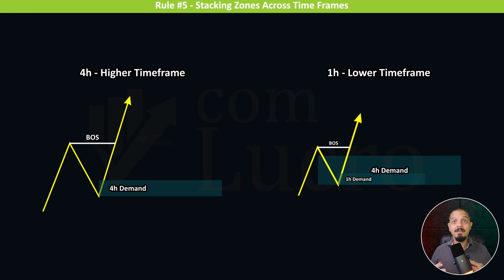Rule number 5 is stacking zones. Stacking zones refers to aligning zones across multiple time frames to identify stronger areas where institutional activity is more likely. Let's look at a clear example.